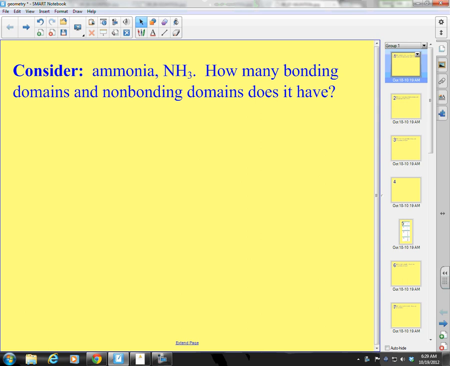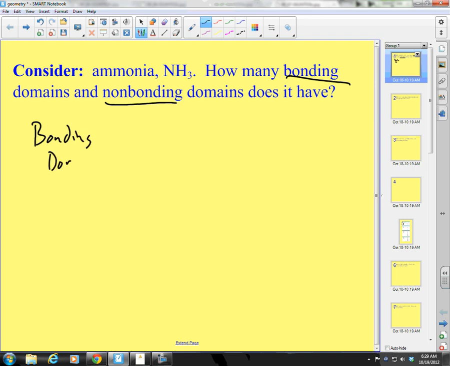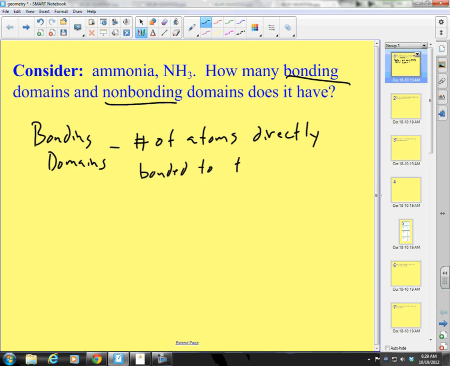So let us consider ammonia. How many bonding domains and non-bonding domains does it have? Well, we need some definitions. What are bonding domains? Well, bonding domains are the number of atoms directly bonded to the central atom.